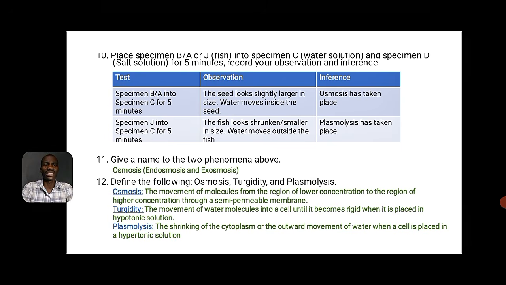Then the last one is plasmolysis. Plasmolysis can be defined in two ways. The first one is that it is the shrinking of the cytoplasm when a cell is placed in hypotonic solution. The second one is that it is the outward movement of water when a cell is placed in hypertonic solution. So those are the concepts, those are the things that you need to pay attention to.